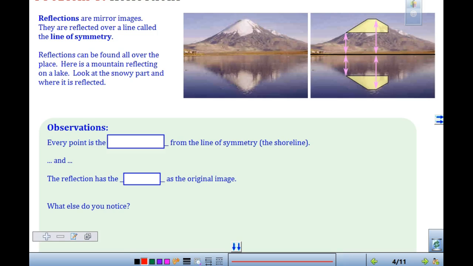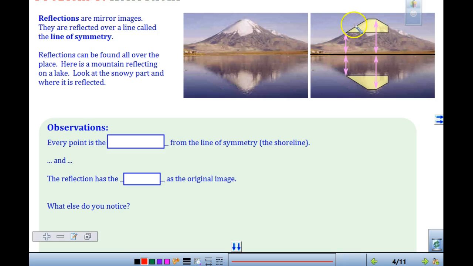Mirror images are reflected over a line called our line of symmetry. If we look at this line of symmetry, it's kind of like the horizon. Reflections can be found all over the place. Here is a mountain reflected on a lake. The snowy part is actually reflected.